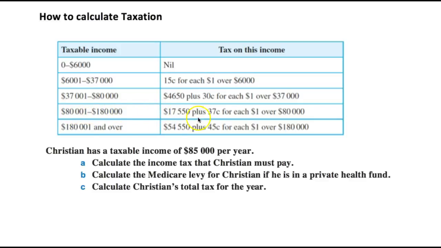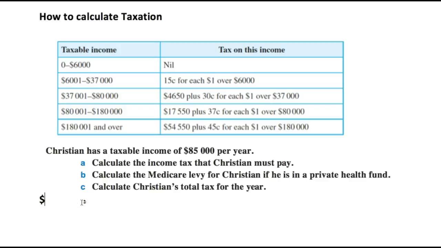Once we've found the bracket, the only bit of this table that we need to look at is this bit here. This guy has to pay $17,550, and that's the maximum that anybody in this bracket will pay. They've already worked that out, plus 37 cents for each dollar over 80,000. So the first thing we need to do is find out how much over 80,000 Christian is.